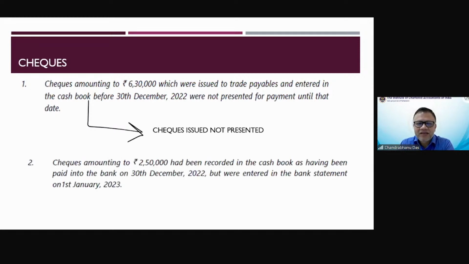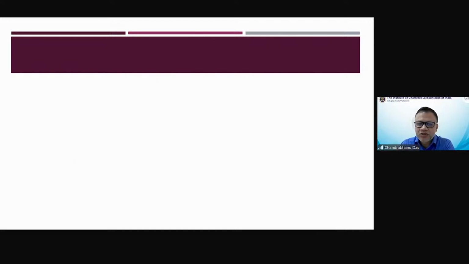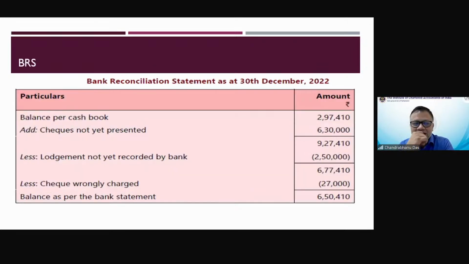Then you have two pieces of information, which are checks issued not presented, and checks deposited not credited. Now you can see you have got the balance on the cash book. You add the checks not presented because you have to go to the bank balance. So you have to add the checks issued not presented, and you have to deduct checks deposited not credited, lodgement not recorded by the bank, 2,50,000. You have to check it. You have to deduct it because you are arriving at the bank balance. Because the mistake was done with the bank, and that has to be removed.